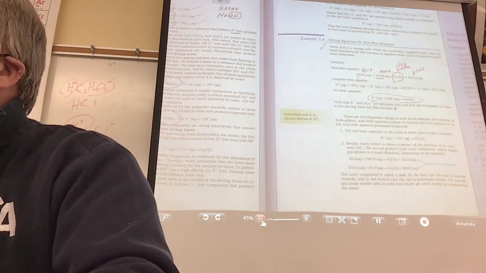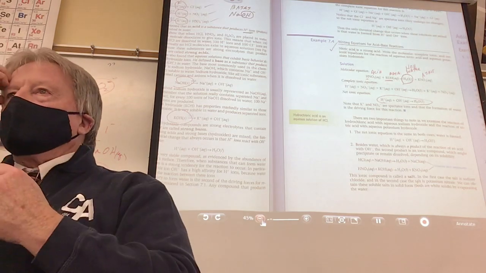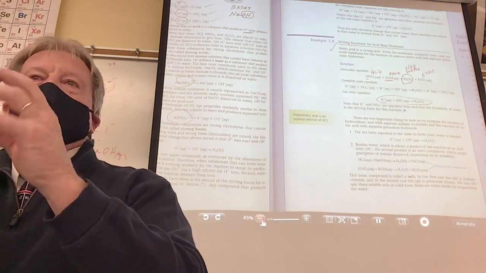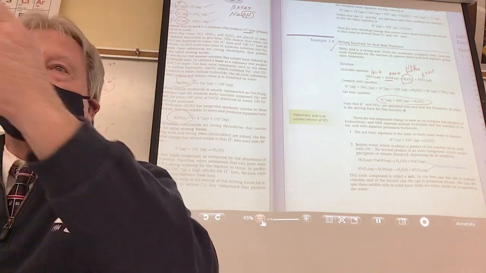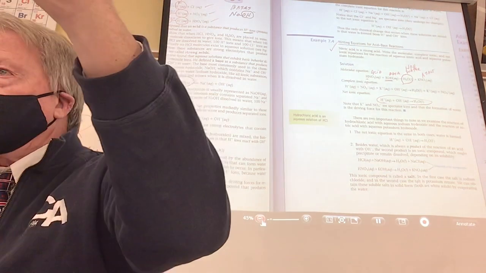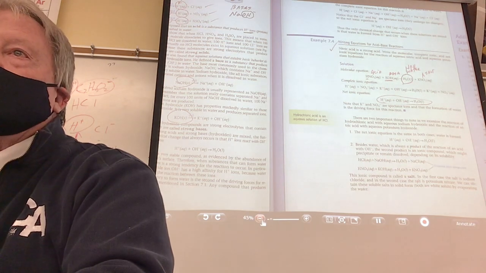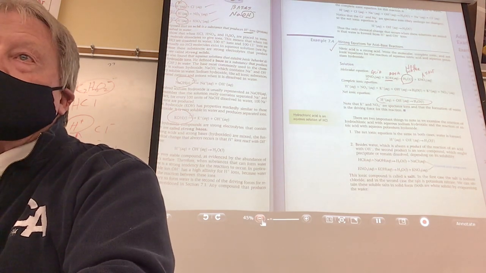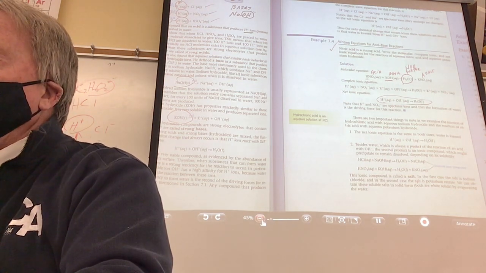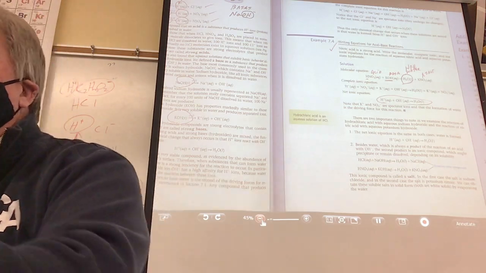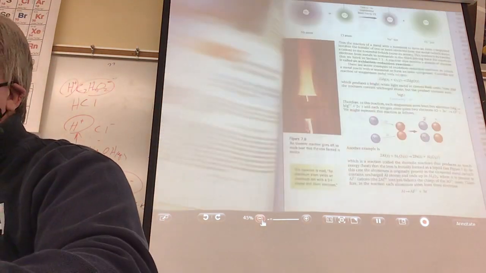Now, why is it called a strong base? If you put NaOH in water, 100% of them will break up into Na ions and OH ions. 100%. Strong electrolyte also. Okay, that's enough of that. Anyway, if you want to read that, you can, and that's not the hard part of the chapter. Now, here we go.